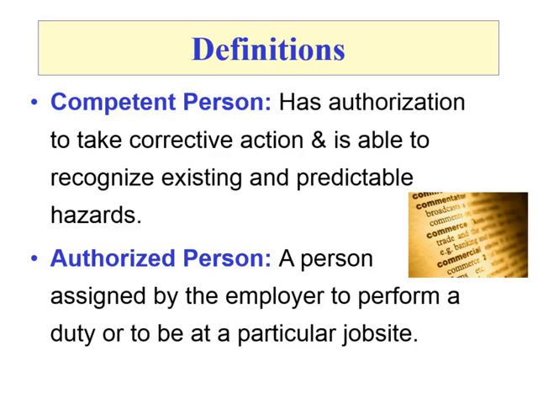A couple of definitions to go through. These are pretty important to know. One is the competent person. You are going to see that phrase over and over throughout this course. It's a very common one, especially in construction. In general industry, we don't see it anywhere near as much, but for construction, we see it a lot. The competent person has the authority to take corrective action and is able to recognize the hazards. So this is 2 things, and they are very important: they know what the hazards are, and they have the ability to take corrective action.